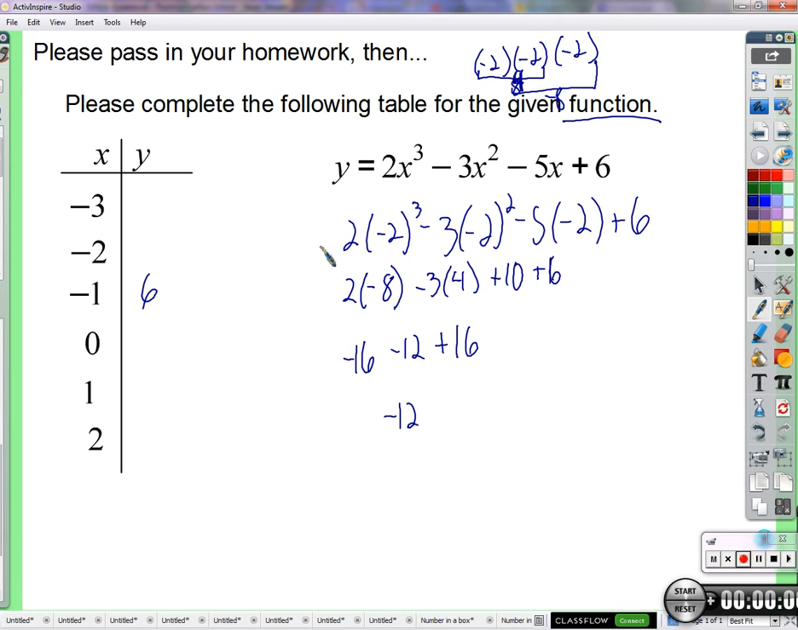Oh, I see why I went wrong. Minus 16, 12. Oh, okay, good. Negative 12. Negative 12. So that was for the 2. Negative 16 and positive 16 just cancel each other out. You can see it, you get negative 12.